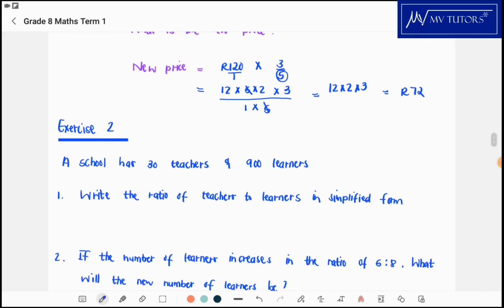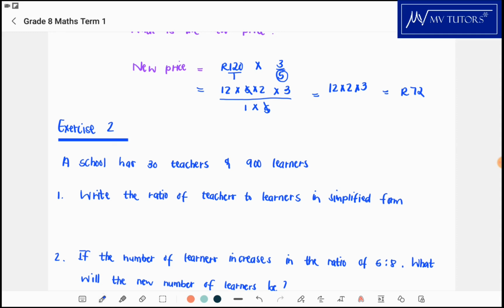And it says, a school has 30 teachers and 900 learners. Okay, so there's a ratio of teachers to learners. Obviously, you're expecting a lot of learners compared to the teachers, because in a class, you might find that for one teacher, there's like 30 learners or something. But anyway, the first question says, write the ratio of the teachers to learners in a simplified form.